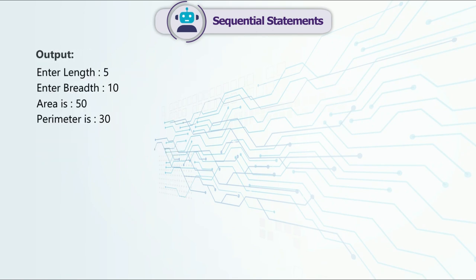Output. Enter length 5. Enter breadth 10. Area is 50. Perimeter is 30.